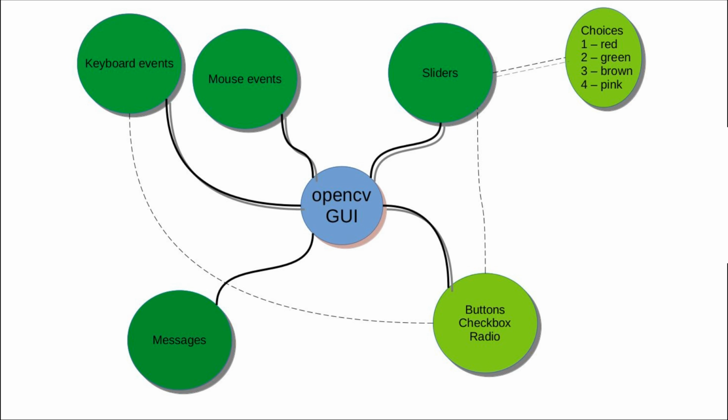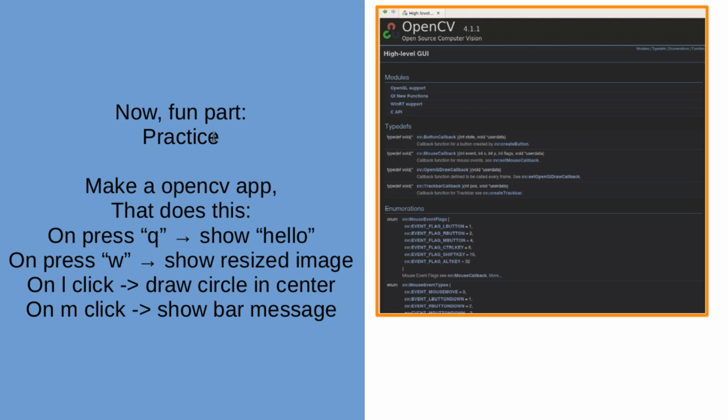So you can draw a little map for GUI. Keyboard events, mouse events, there are sliders, there are buttons with checkboxes and radios, and messages. That's it. The fun part is practice, yeah.